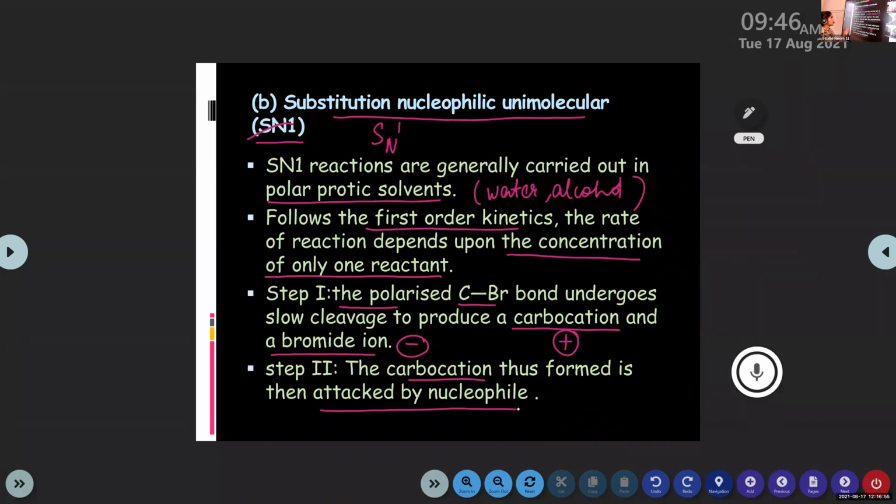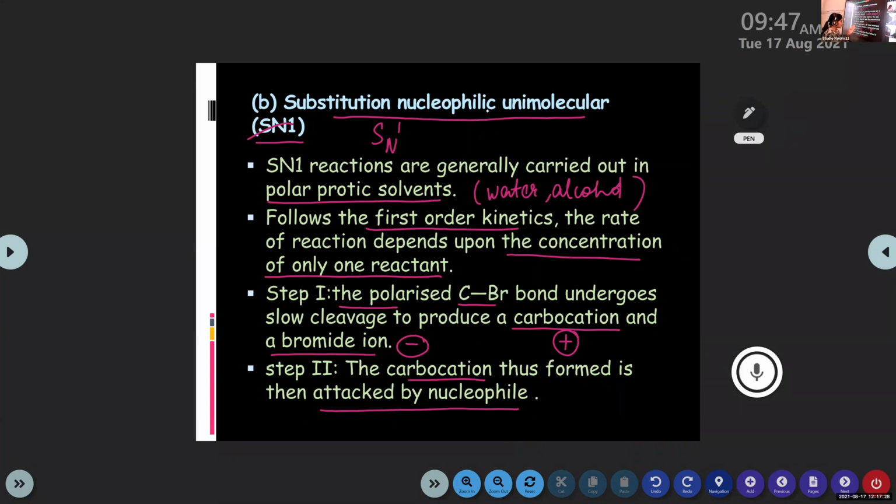So now we are discussing the SN1 reaction. SN1 reactions are generally carried out in polar protic solvents. Examples of such polar protic solvents are water, alcohol, acetic acid, etc. They are able to donate H plus ions, or H plus ions are present there. That's why they are known as protic solvents. Then it follows first order kinetics. The rate of reaction depends upon the concentration of only one reactant, and it takes place in 2 steps.